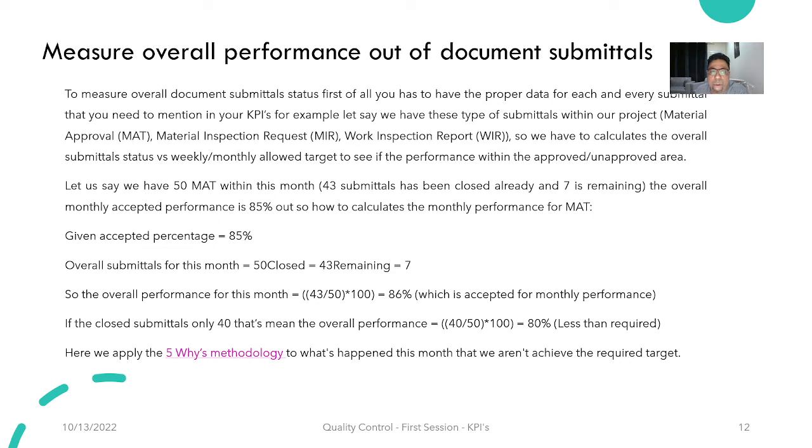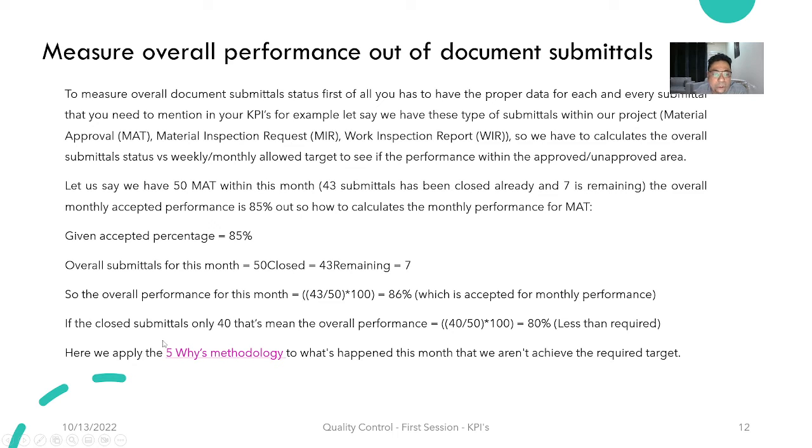If we closed 85% of 100% submitted in the specific month, that means it's an acceptable target for our KPIs. Overall submittal for this month is 50, we have closed 43, remaining 7. So how am I going to calculate my percentage for overall performance, for example, for the material submittal? The overall submittal equals 43 over 50 multiplied by 100, which gives us the total percentage of 86%, which is accepted for monthly performance.